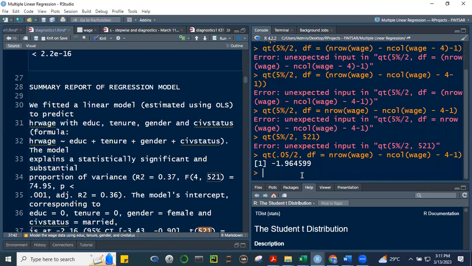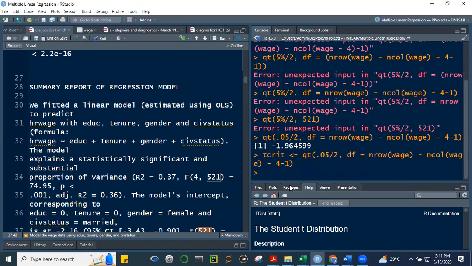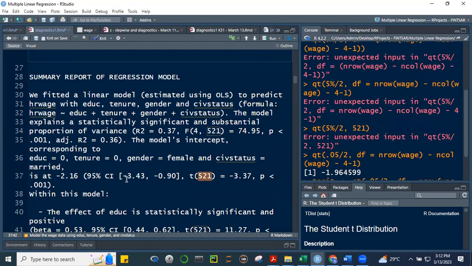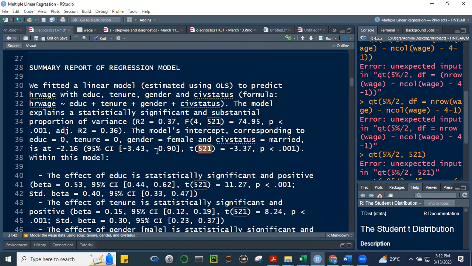All right. So the T critical, could have called it T crit. Let's give it a name so that we can easily use that. All right. T crit is printed. That's negative 1.96. So just to show you how we compute the confidence interval, where did we get this? Where's the first confidence interval here? Negative 3.34. This is for the intercept.